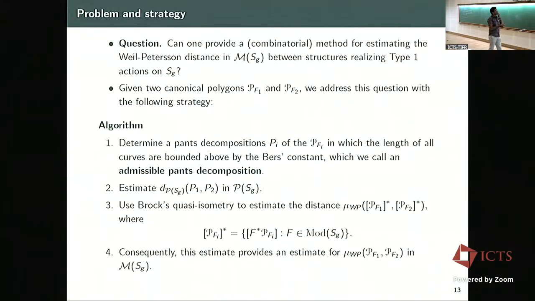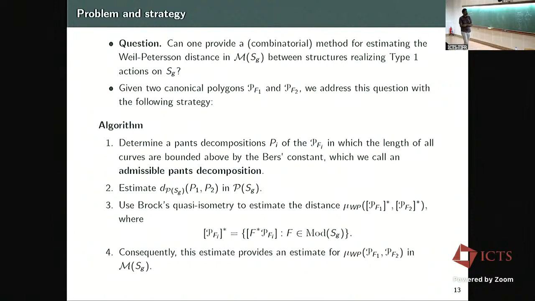Okay, so the question is, can one provide, preferably, that's why I've written in brackets, a combinatorial method for estimating the Weil-Petersson distance in the Moduli space between structures realizing type 1 actions. The reason why I'm focusing on type 1 actions, as I told you, is that they are the building blocks. I believe at least that if I can estimate the distance here, I can find a way of estimating the distances between arbitrary structures, using this idea that arbitrary structures are put together using these structures, right? So given two canonical polygons, we address this question with the following simple algorithm.